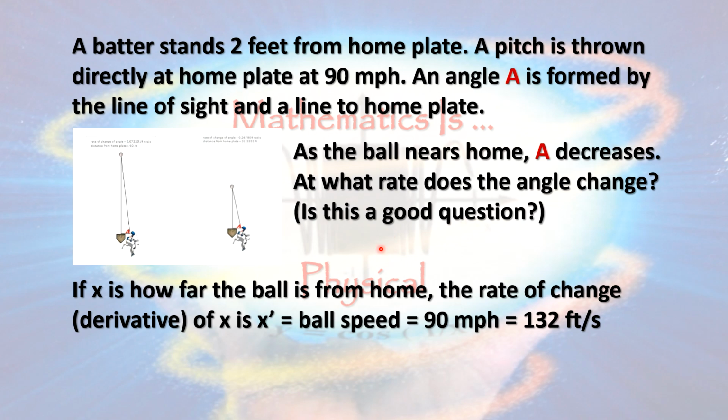If we call the distance from the ball to the plate x, we know the rate of change of x, called the derivative in calculus, is the velocity of the pitch, and we want to find the related change of A. So here are the calculus details. From the triangle in the diagram, the tangent of A is x over 2, so A is the inverse tangent of x over 2. Computing derivatives, we get A prime equals 1 over 1 plus (x over 2) squared times x prime over 2.